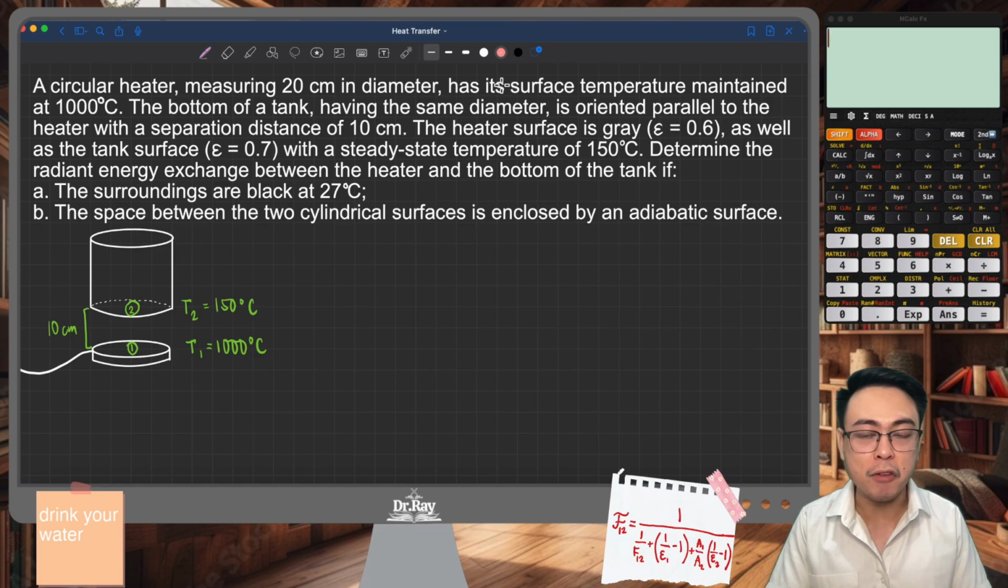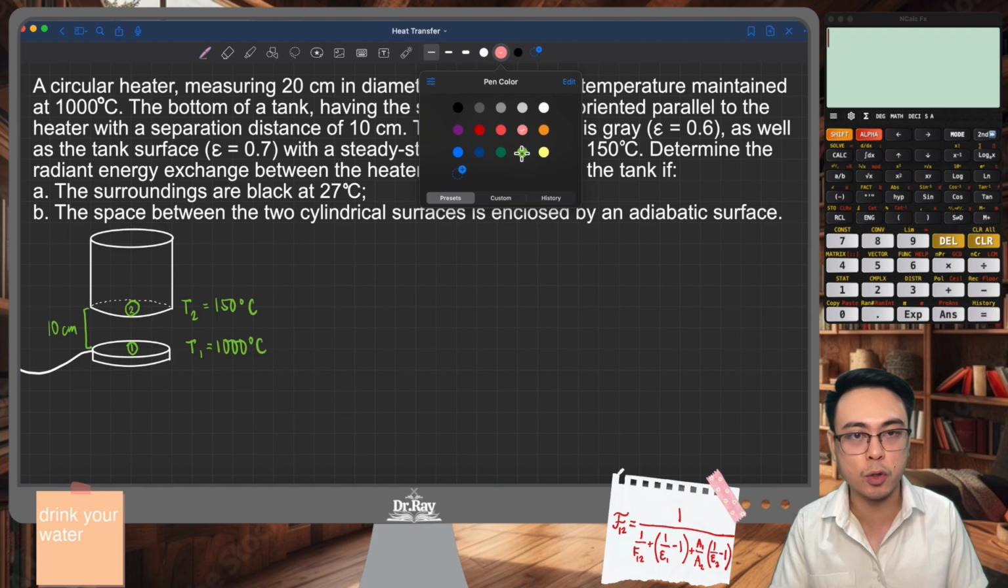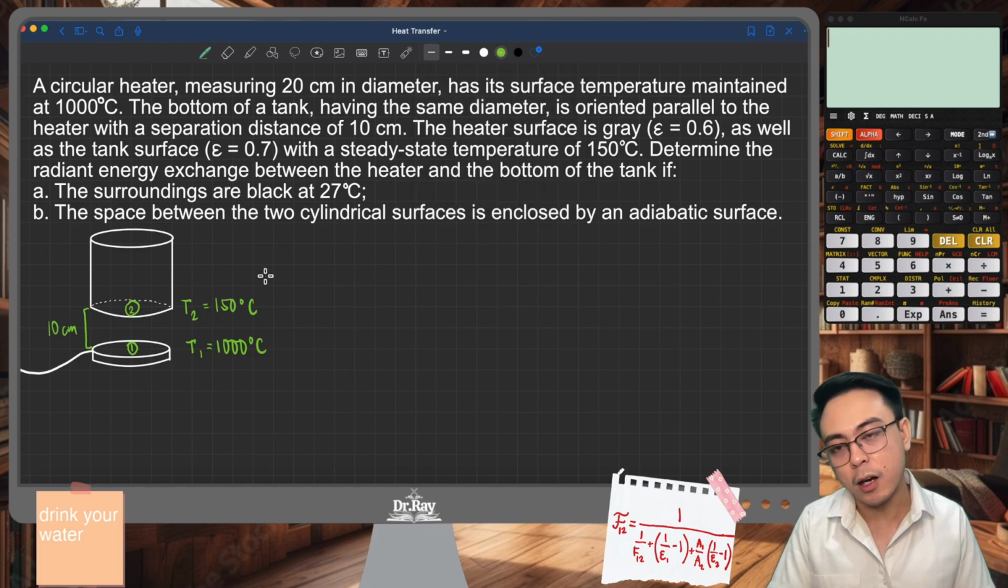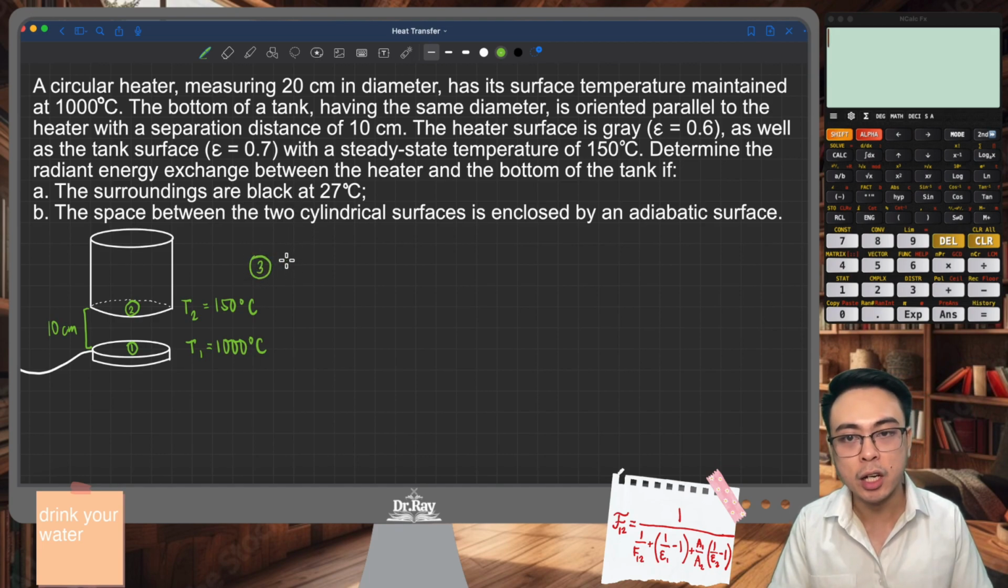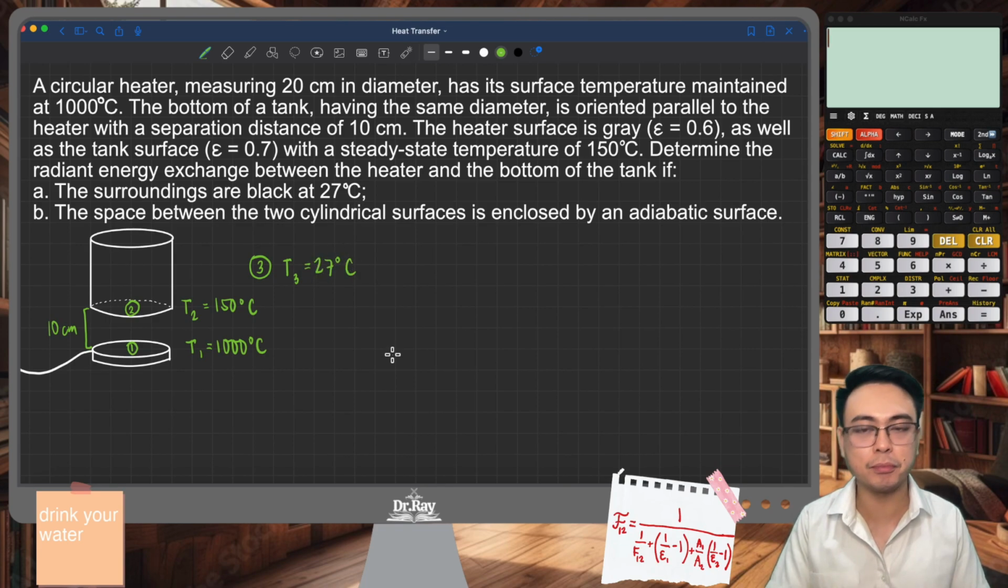But a very easy way of approaching this would be to just take a look at who are the possible receivers of the radiant energy that is being emitted by surface 1, right? Because surface 1 is the hottest out of all of our surfaces here. So I forgot. Let me also include the surroundings. I'm going to label the surroundings as body number 3, with temperature 27 degrees Celsius as mentioned.